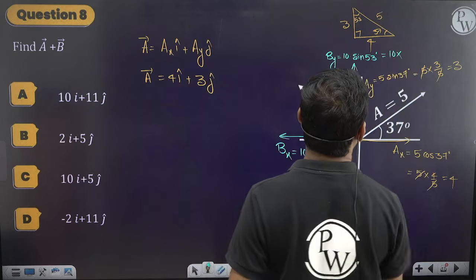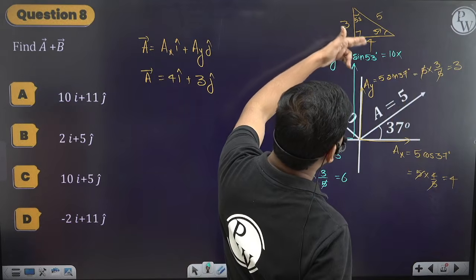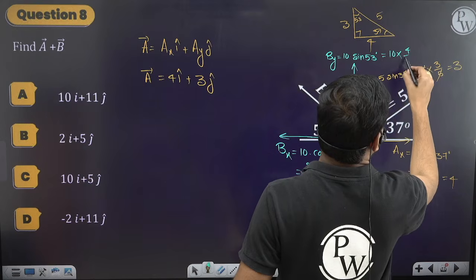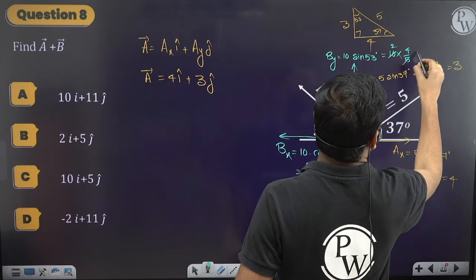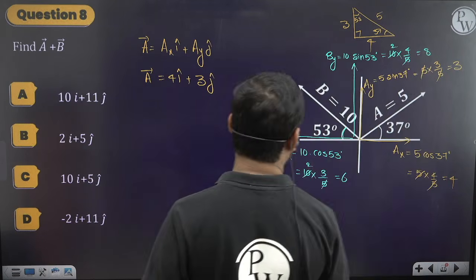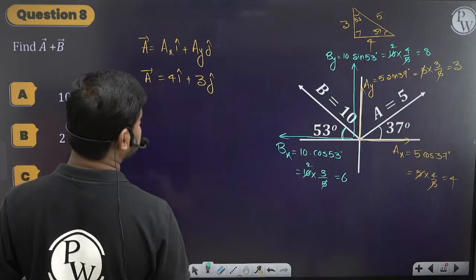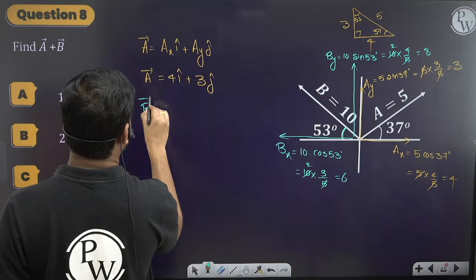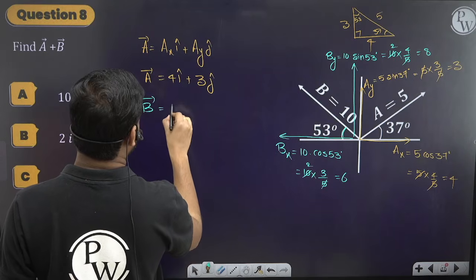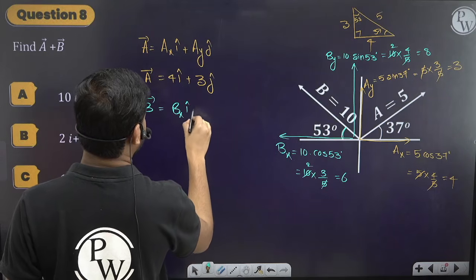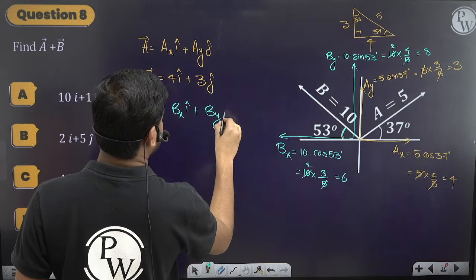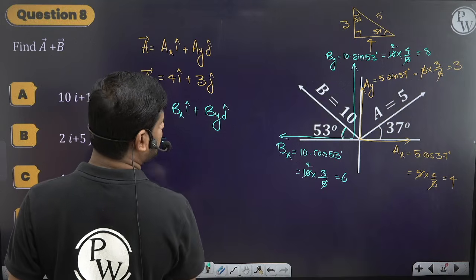So 10 into, so what is sin 53? 53 opposite 4, hypotenuse 5. So here 2 times 2 into 4, 8. So Bx is 6. So vector B is equal to Bx I cap plus By j cap. So then, what is Bx?